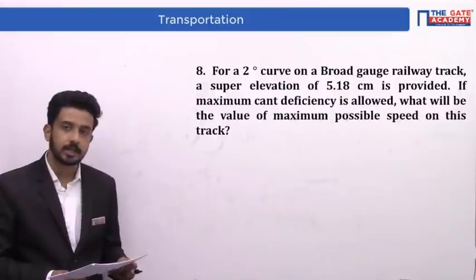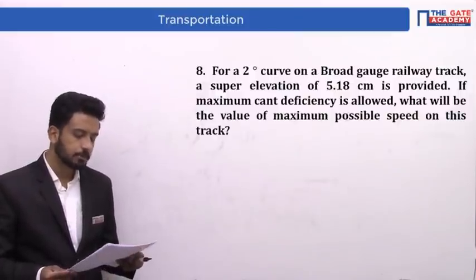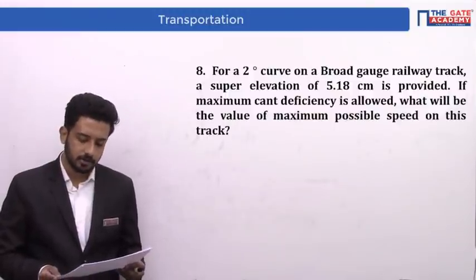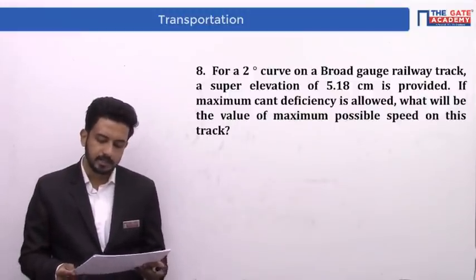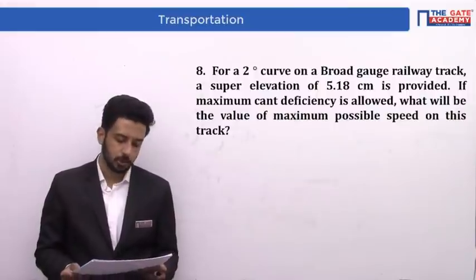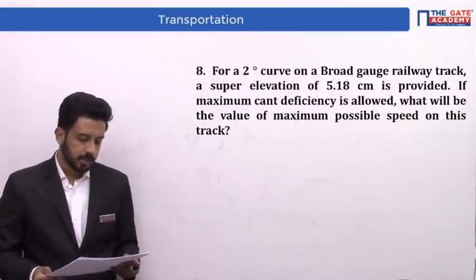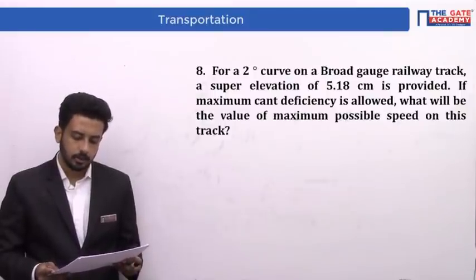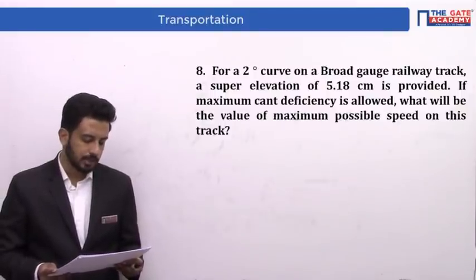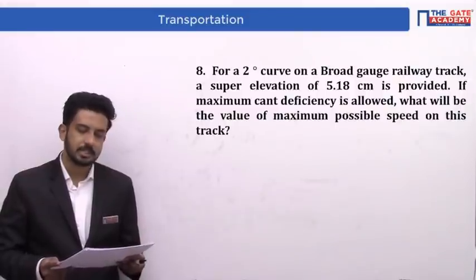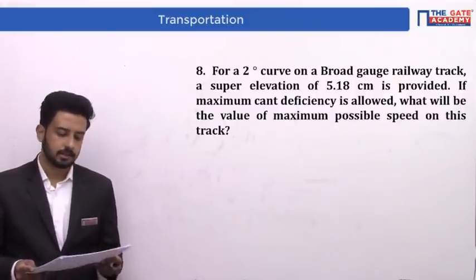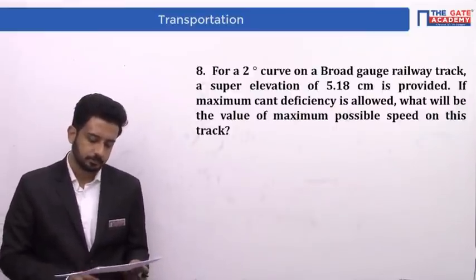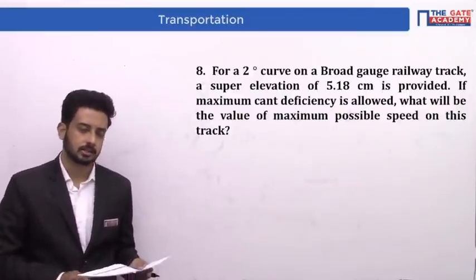For a 2-degree curve on a broad gauge railway track, a super elevation of 5.18 centimeter is provided. If maximum cant deficiency is allowed, what will be the value of maximum possible speed on this track? Read the question carefully once again and understand what is asked.